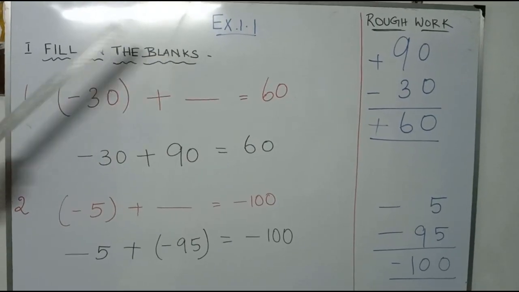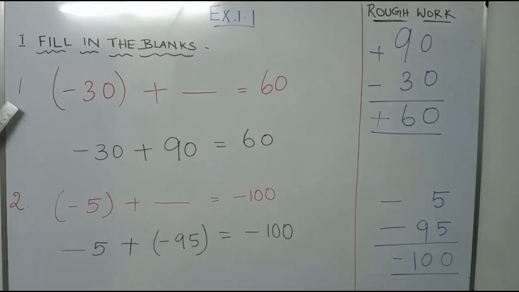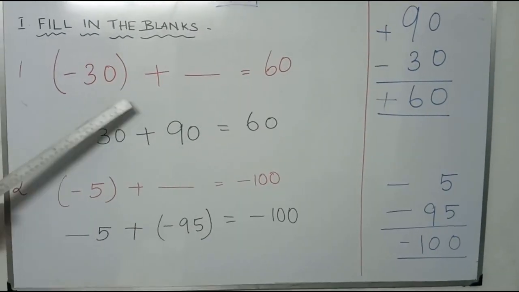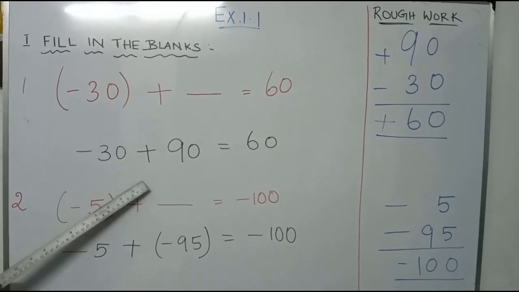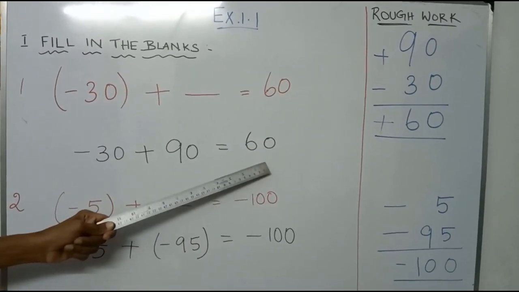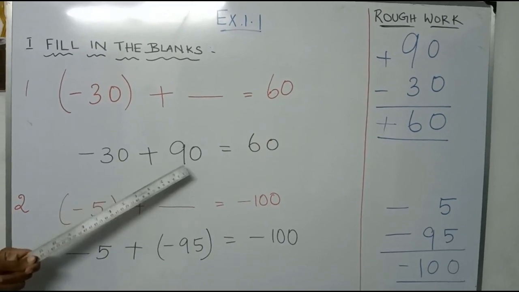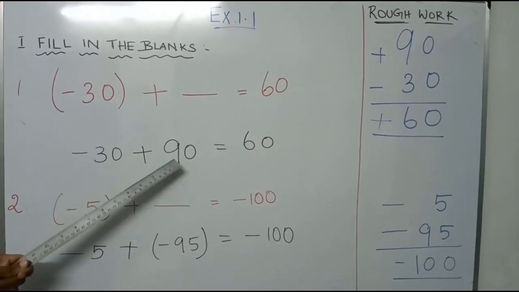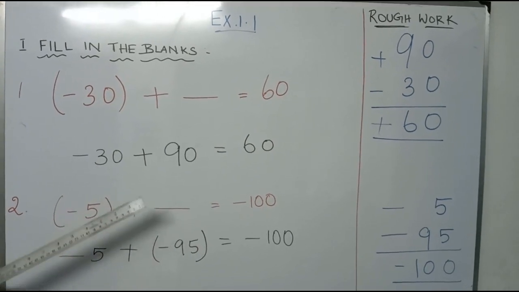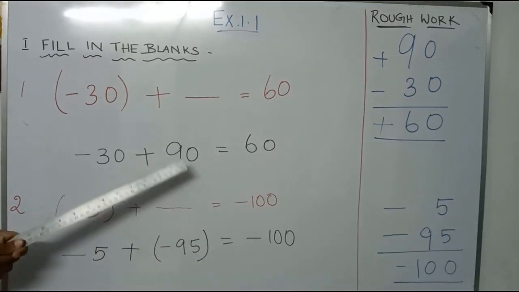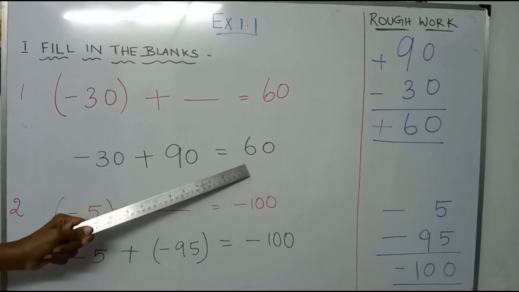Exercise 1.1. Fill in the blanks. First sum. -30 + blank is equal to 60. -30 added to 90 gives 60. When you add a negative number with a positive number, you have to subtract. But the answer takes the greater number's sign. So here 90 is greater, so 90 minus 30 gives 60.